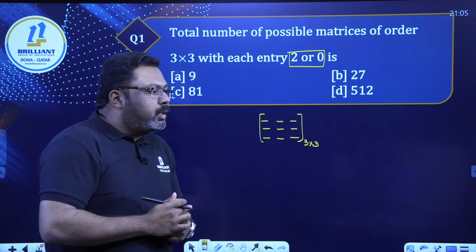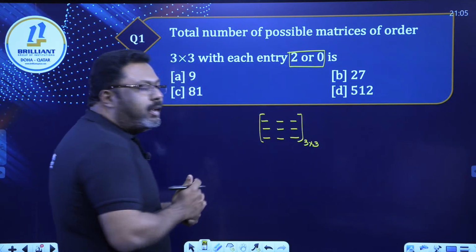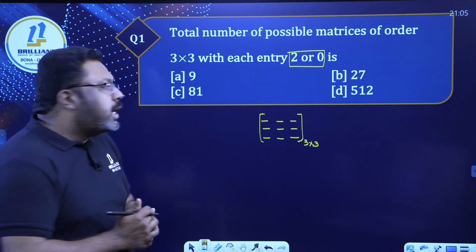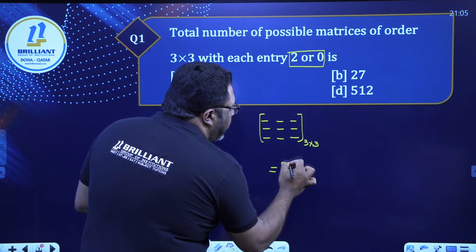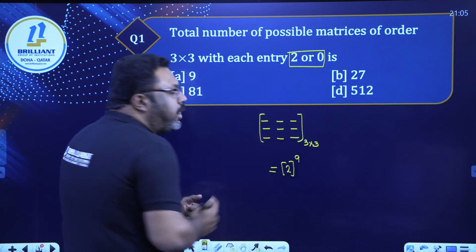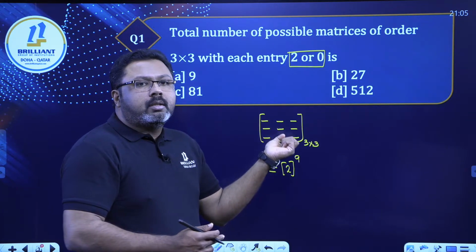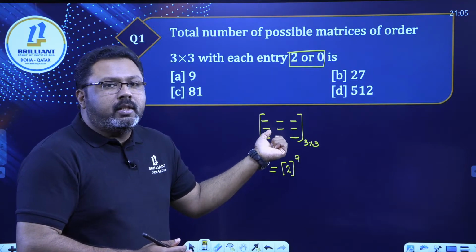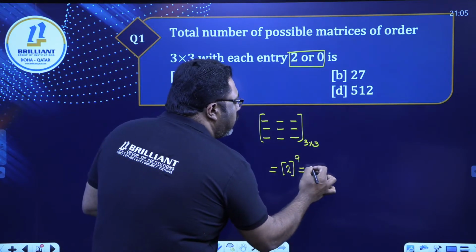Yes, right answer, Prapti. Already answers started coming. So every space in the matrix should be filled by a 2 or a 0. So the answer is 2 raised to 9. It's the fundamental principle of counting, where every box has 2 options. So 2 raised to 9, which is 512.